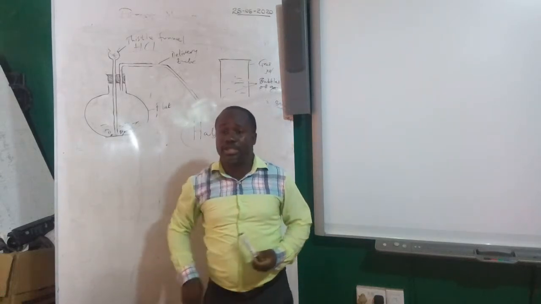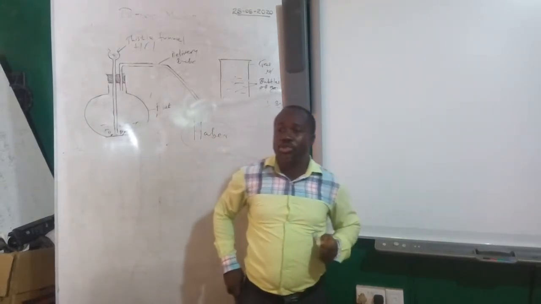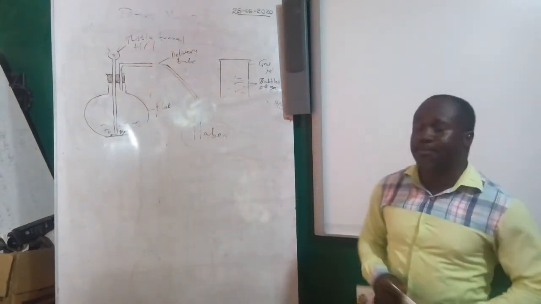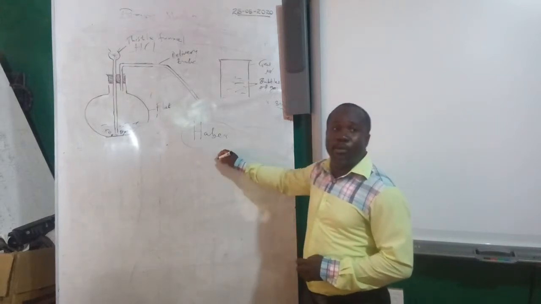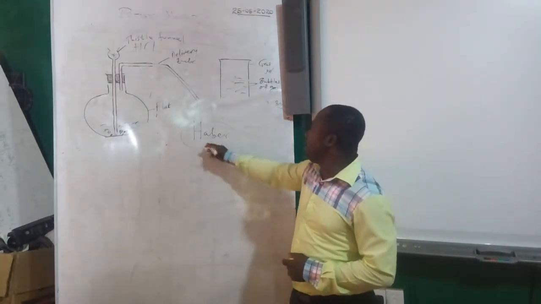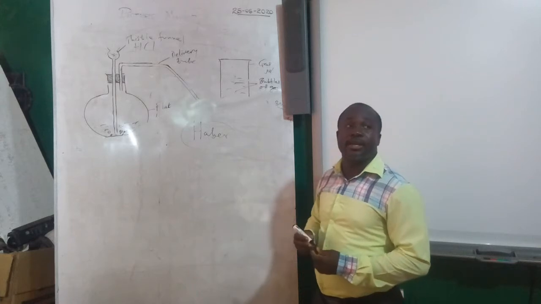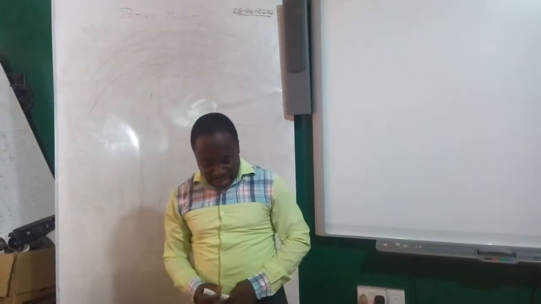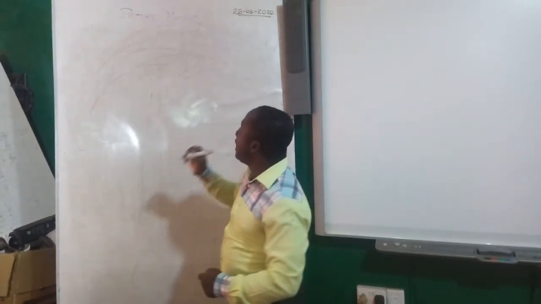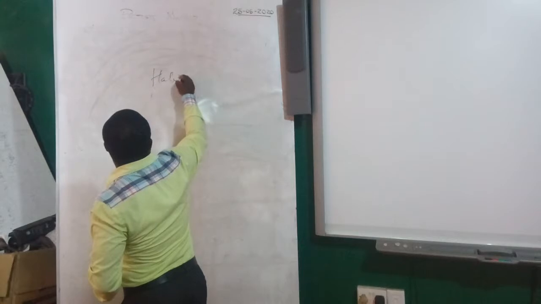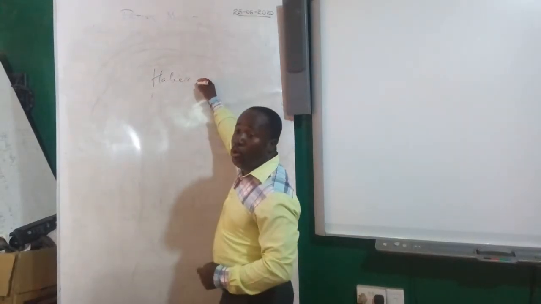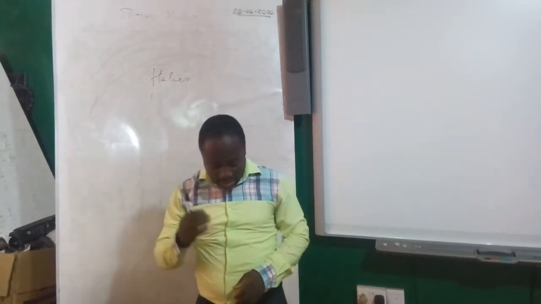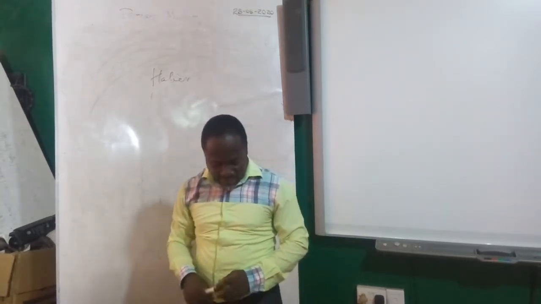Uses of hydrogen gas. Number one, it is used in the Haber process to produce ammonia, with nitrogen. And I hope you know that ammonia is a nitrogenous fertilizer, which is very, very important in farming.